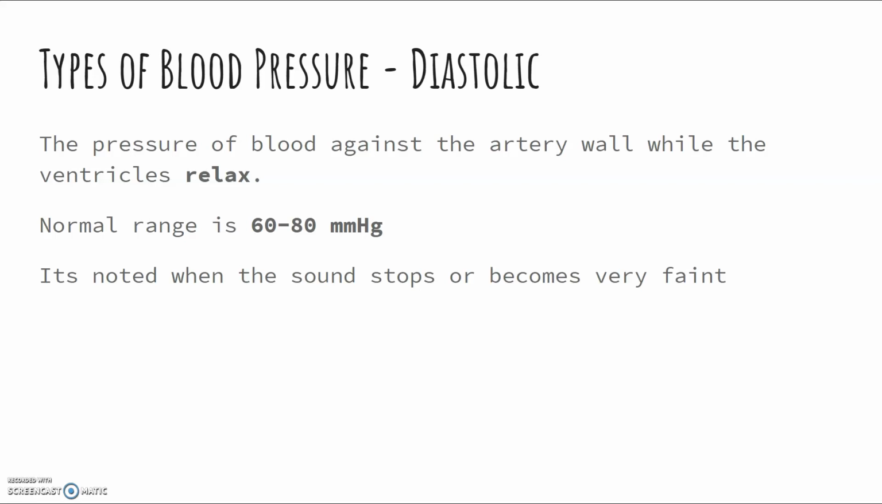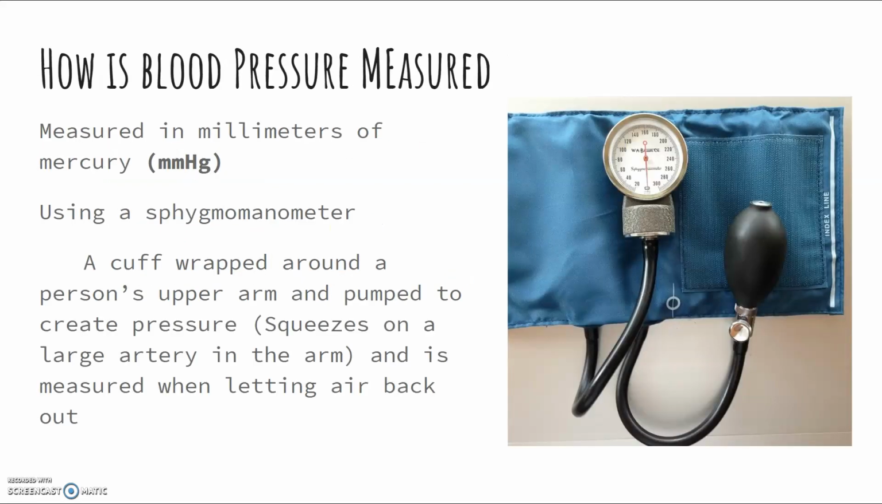So these are the two numbers that you normally always get with blood pressure readings. You always hear like 120 over 80. So your 120 was the systolic blood pressure and the 80 was the diastolic blood pressure.